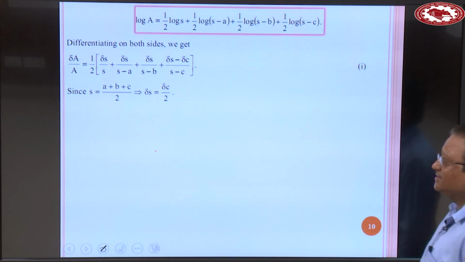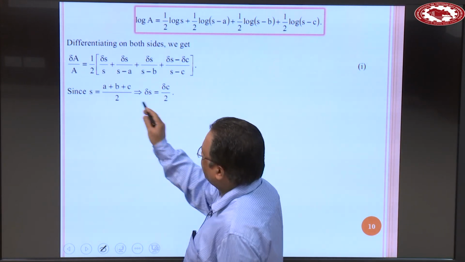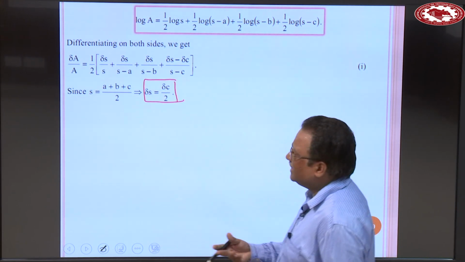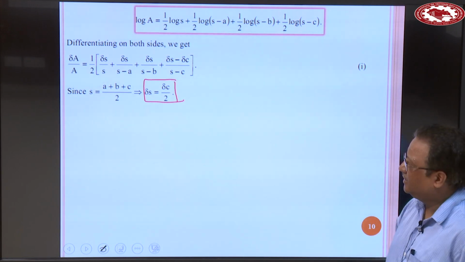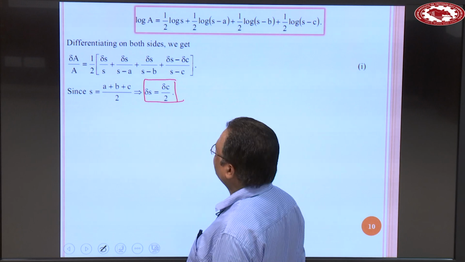But S is equal to A plus B plus C over 2. This means delta S is equal to delta C over 2, because there is an error in the value of C only. A and B are constant. So delta S is equal to delta C over 2.